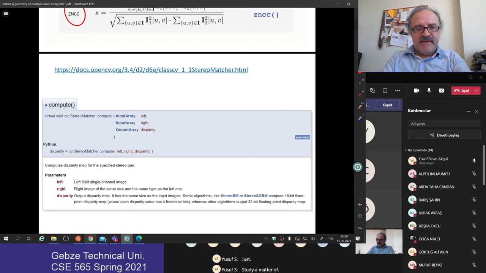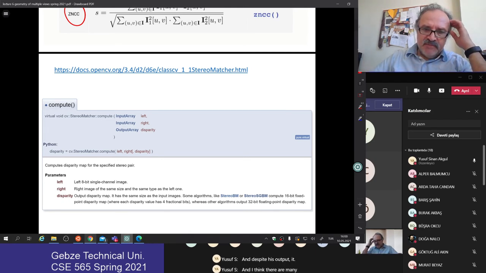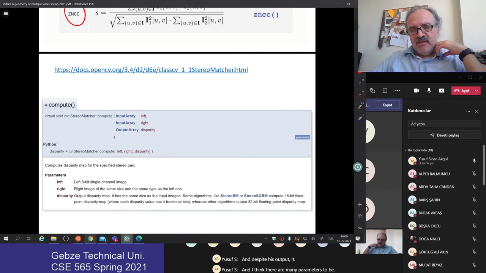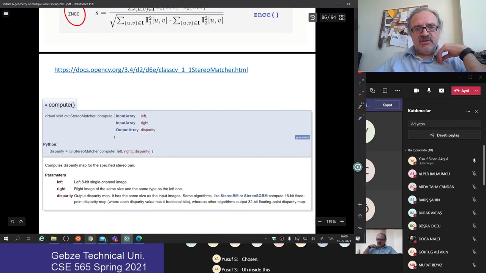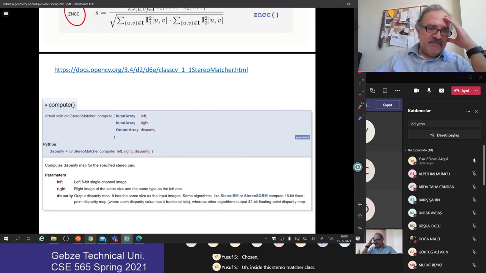By the way, this is just the stereo matching in OpenCV. Input array left, input array right, and the output array. And this part is outputted. And I think there are many parameters to be chosen inside this stereo matching class. Okay, you are setting up some stuff.